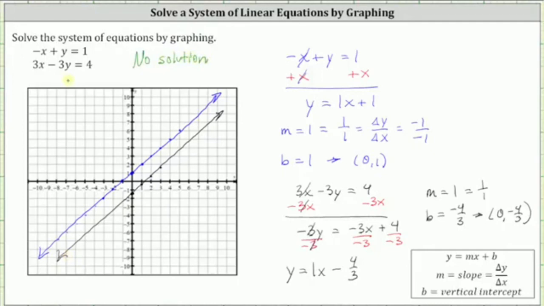We can also classify the system as inconsistent because it has no solution.